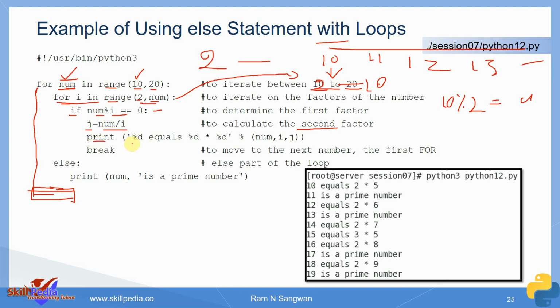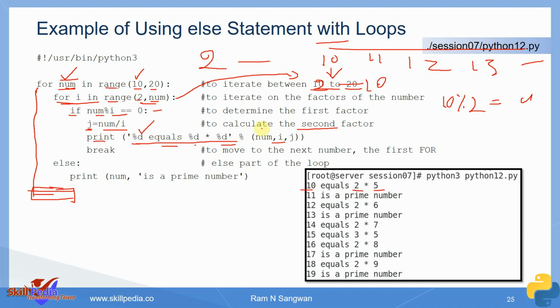So print percent d equals d multiplied by d. That means you will get the second factor. Like this, 10 equals 2 multiplied by 5. You are breaking it, you are calculating it. That is 10 divided by 2, which is equal to 5. So you are printing j here.